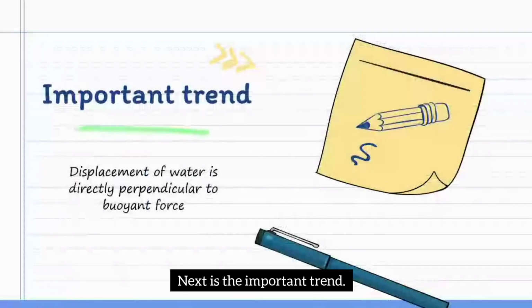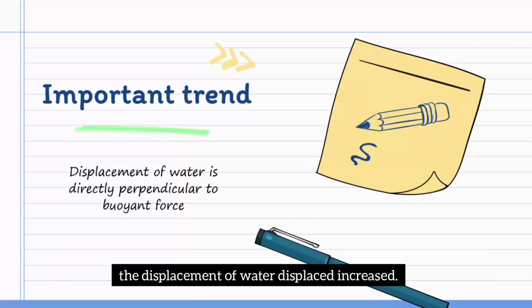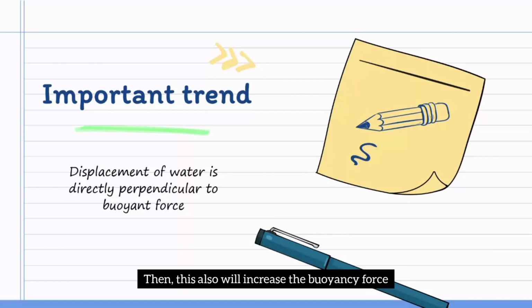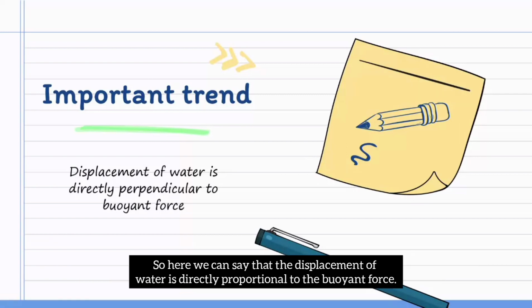Next is the important trend. From our experiment, we found out that with an increase in density of the object with fixed density of fluid, the volume of water displaced will increase. Then, this also will increase the buoyancy force. Next, we also proved that when the object is partially or fully immersed, the buoyancy force is equal to the weight of water displaced. So here we can say that the displacement of water is directly proportional to the buoyancy force.